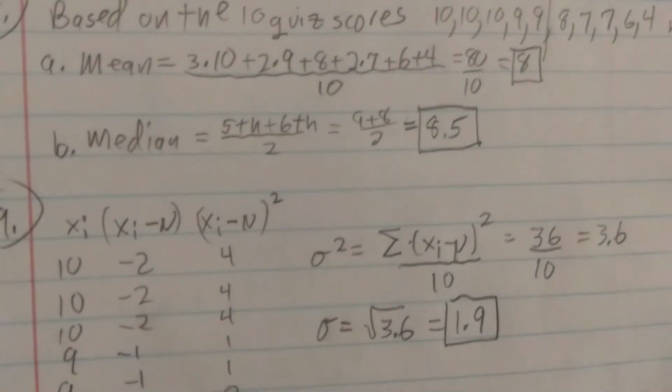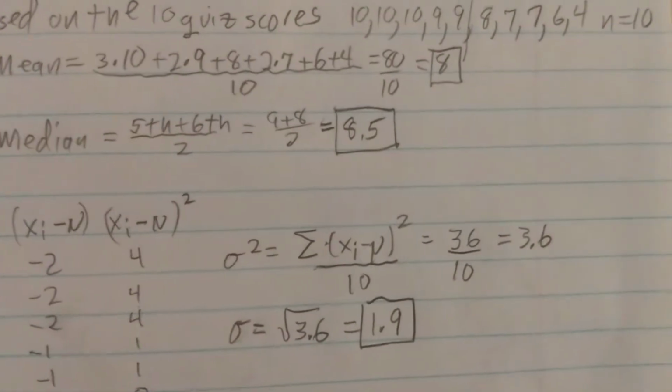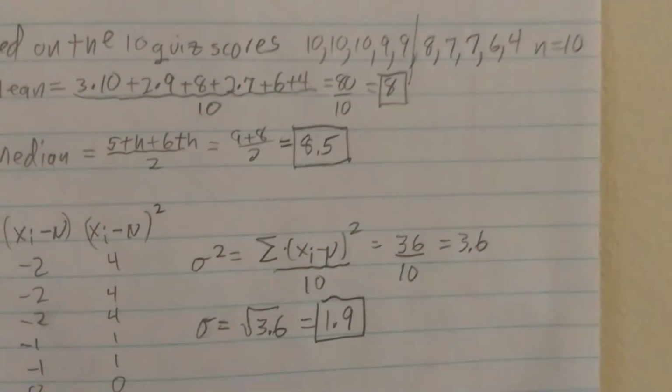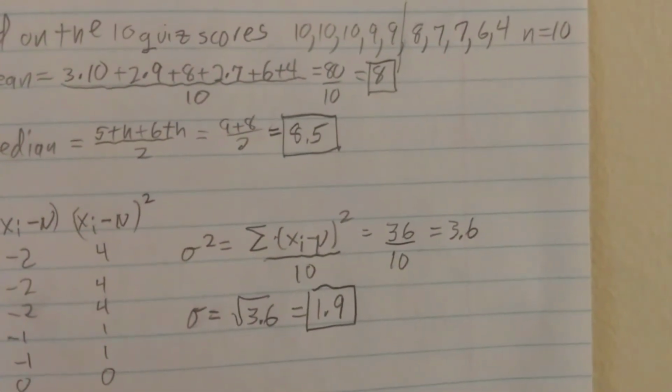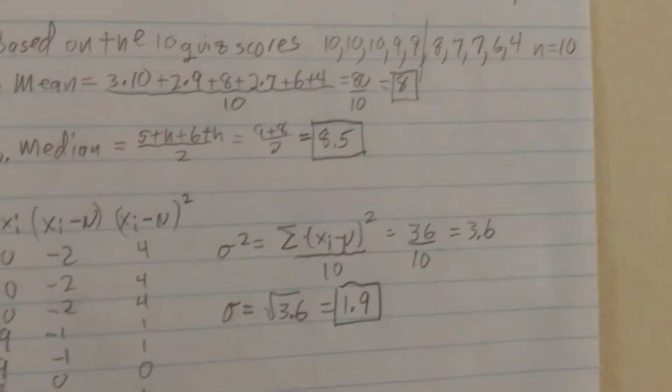Now for the mean, we take 3 times 10 plus 2 times 9 plus 8 plus 2 times 7 plus 6 plus 4, which is 80 over 10, because there's 10 numbers, equals 8 for a mean. So that's the two things we need there.